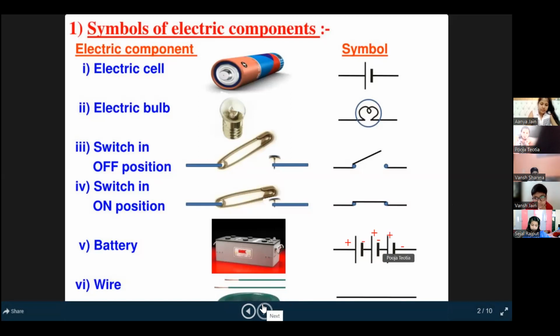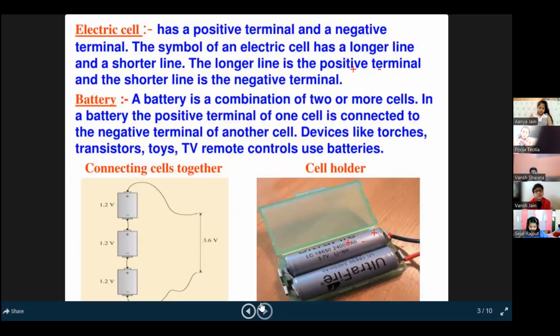Because it has 2 terminals, one is positive. The longer line is always positive. Then negative. Then positive. Positive, negative. One is complete. You can also mention it here in the cell structure, the symbol of the cell. Okay. I hope I am clear with it. The longer line is showing the positive terminal and the smaller line is showing the negative terminal. And children, whenever you are drawing the symbol, you have to mention this. You have to write positive, negative in it. Only then you are able to draw it.